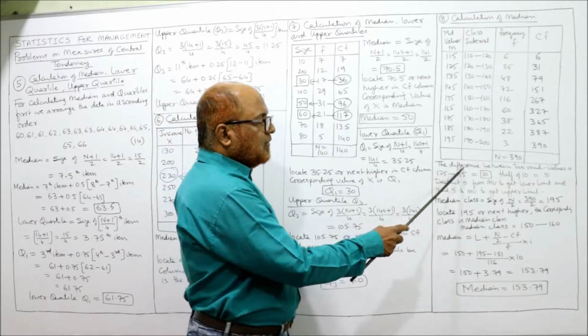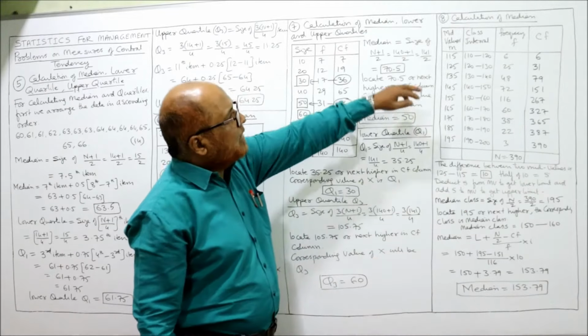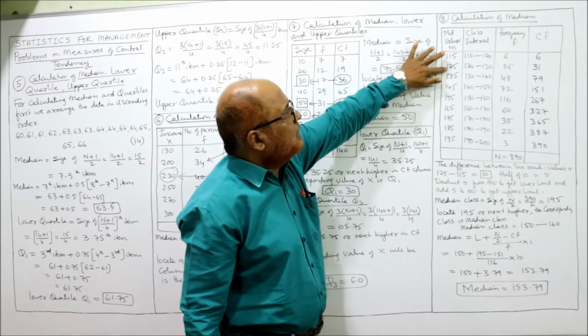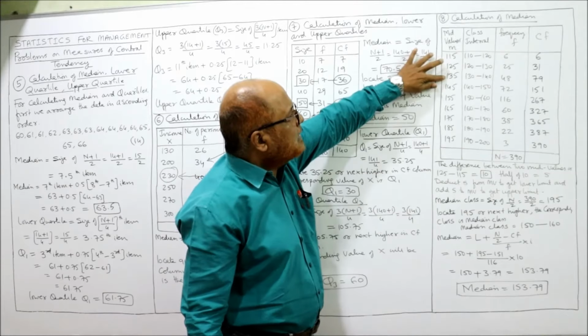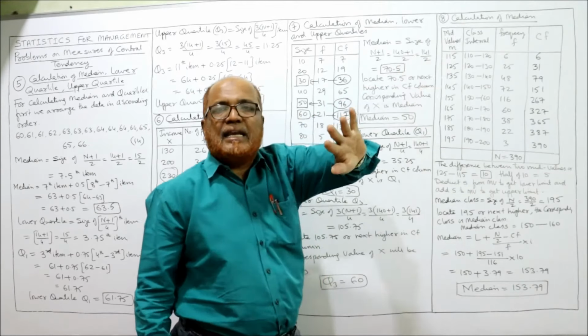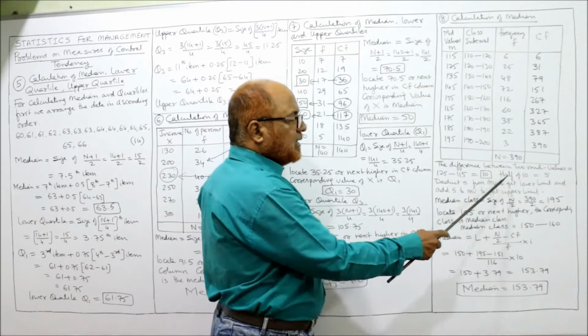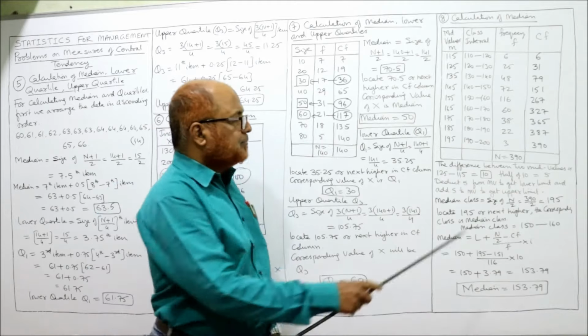Here I have given the difference between two mid values is 10. If you see the difference, 115 to 125, 10 is the difference. 125 to 135, 10 is the difference. 135 to 145, 10 is the difference. So the difference between two mid values is 10. Then make half of 10, it is 5.